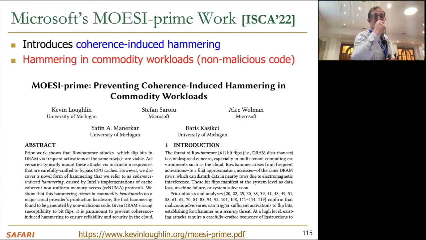So Microsoft also published papers. This is actually very interesting because I'm not going to go into the detail, but basically they were able to use the coherence protocol to cause bit flips in real Intel systems, I think. So they were able to also show that you could do hammering in commodity workloads, meaning non-malicious code, using this coherence-induced hammering.